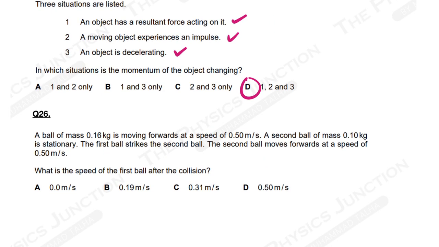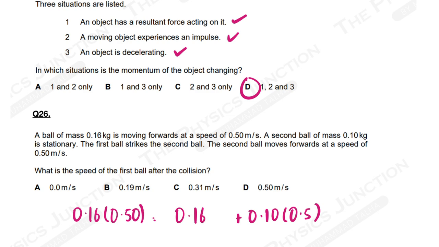Alright, question 26. A ball of mass 0.16 kg is moving forwards at a speed of 0.5 meters per second. A second ball of mass 0.1 kg is stationary. The first ball strikes the second ball, which moves forward at a speed of 0.5. What is the speed of the first ball after the collision? So 0.16 times 0.5, I think this is a repeated question. And the second one is stationary. The second ball then moves forward at 0.5. So the second ball has a mass of 0.1 times 0.5, and you need to find the speed of the first ball, 0.16 V. So V turns out to be 0.1875, just 0.19.